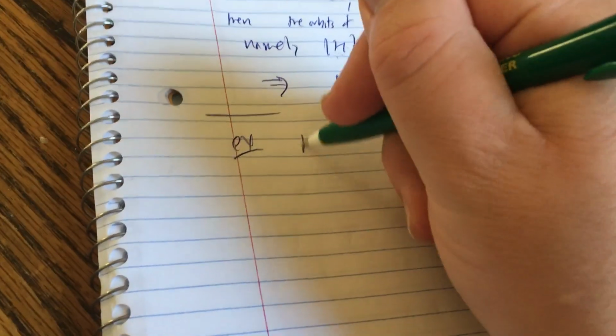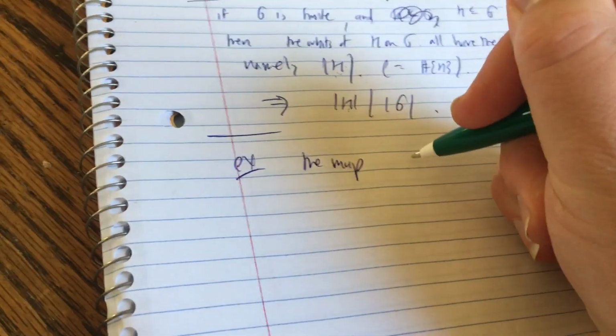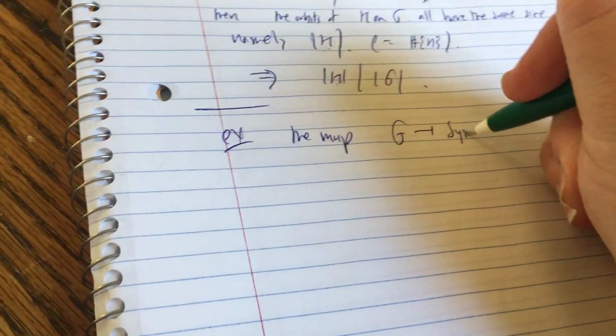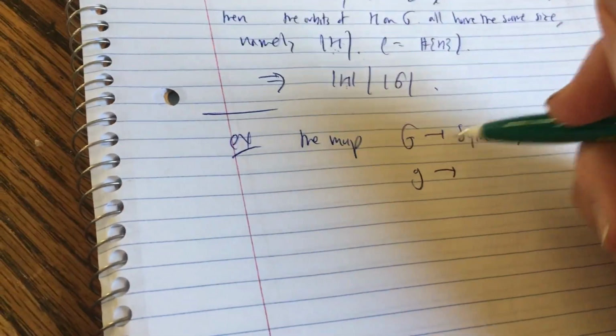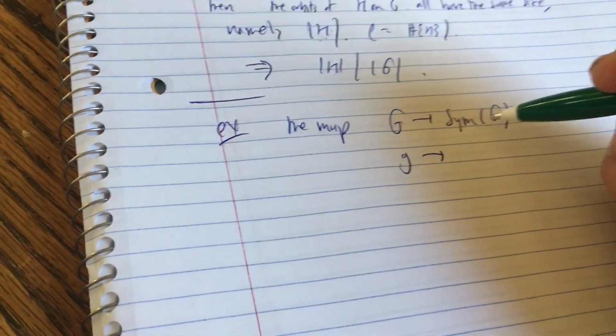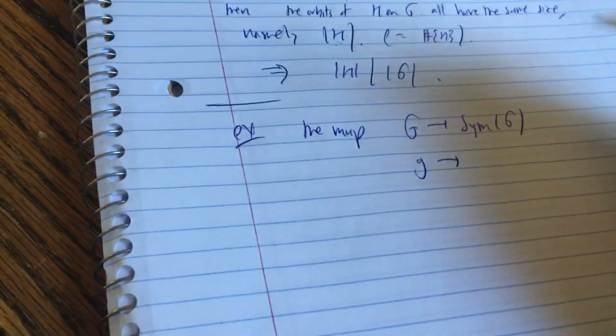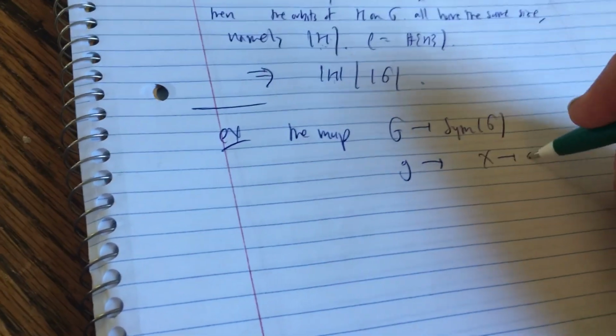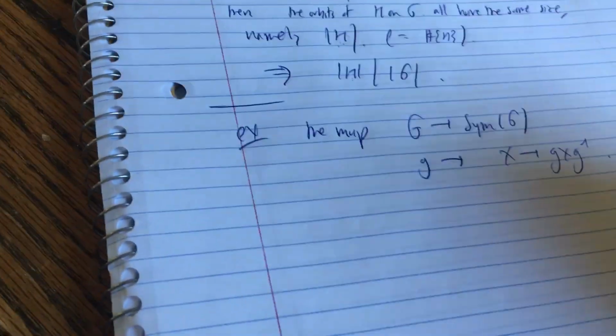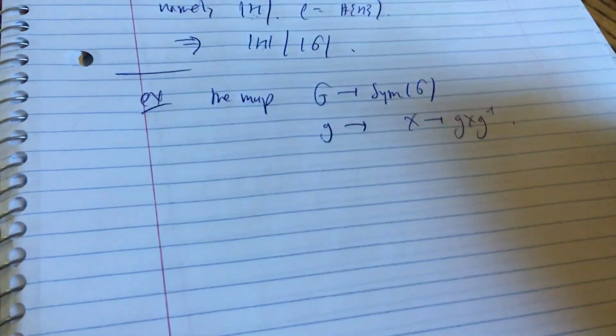So the map from G to Sym(G), which takes an element little g. Okay, so I have to take an element of G and produce a map from G to itself. And so that map is going to be x goes to g x g inverse. So this is called conjugation.